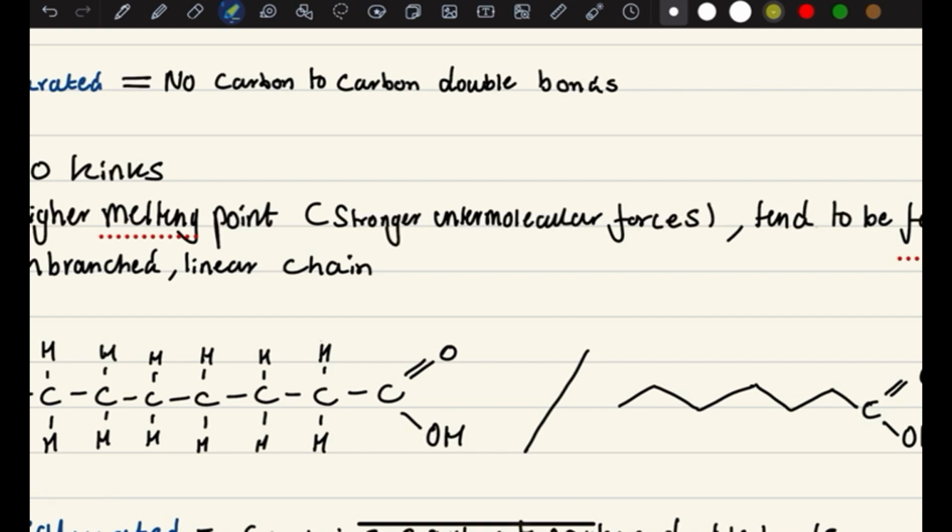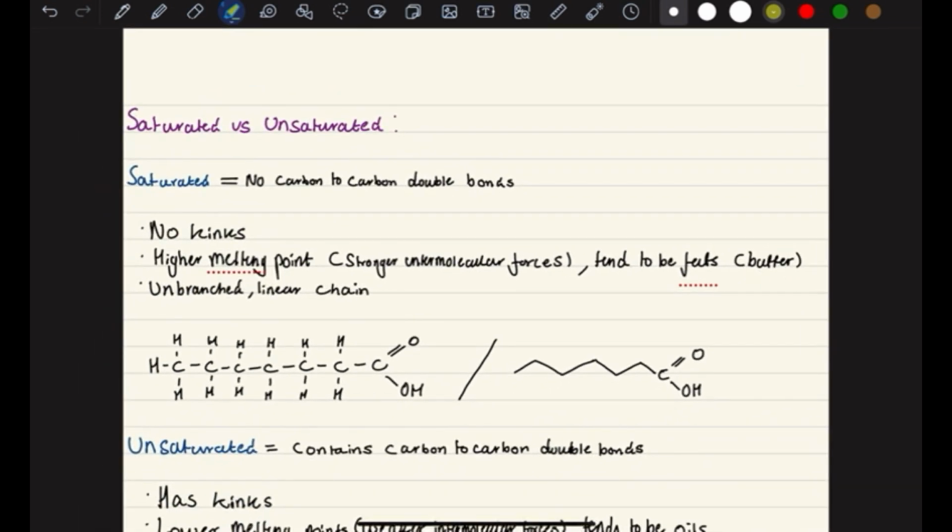If you think to chemistry knowledge, if you do chemistry, it allows it to be more flat, right? Because there's not a bend. So that means that your intermolecular forces can form a bit more easily. We have more intermolecular forces. Let's go back to the definition. You need more energy to break it up. Cool. I also wanted to mention that these saturated fatty acids tend to be fats. So something like butter, for example, would tend to have more saturated fats, yeah? Because it's got a higher melting point. Cool. Let's keep it pushing.